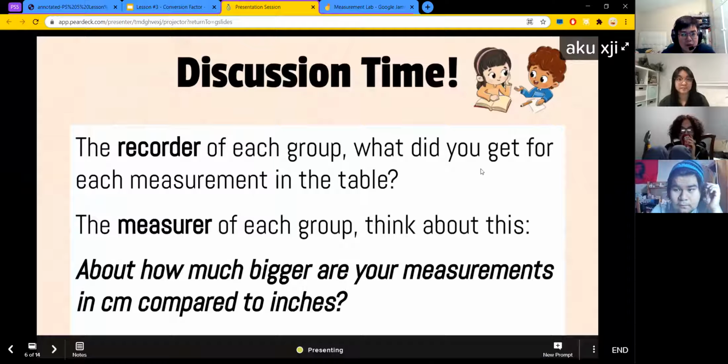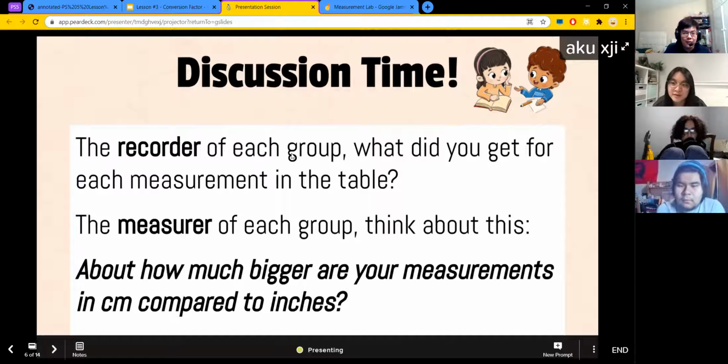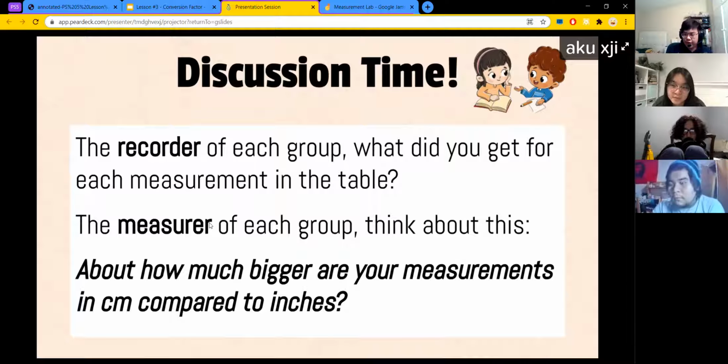So we're gonna discuss. We kind of already did this while I was visiting, but the recorder of each room, what do you get for each measurement in the table? You can just share out loud so I can double check if you're right, okay? And the measurer, while the recorder is answering, you should think about how much bigger your measurements in centimeters are compared to the inches, like 2 times, 3 times. So just think about that.